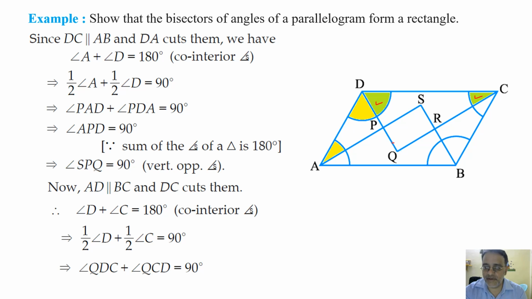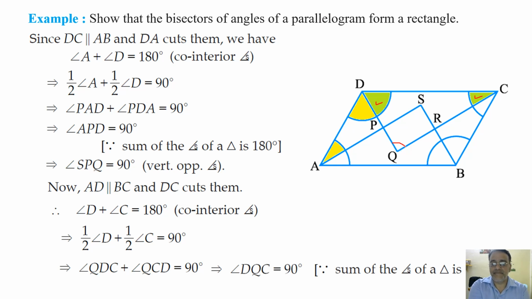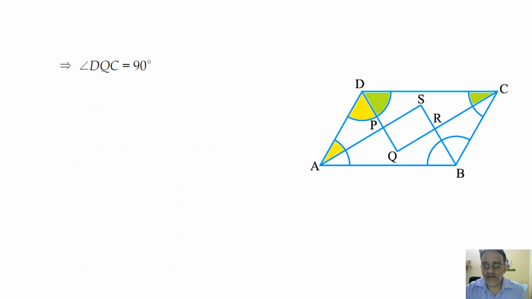So if the sum of these two angles is equals to 90 degree, what can you say about this angle? It is also 90 degree. Right, 90 degree, because sum of angles of a triangle is 180 degree. ये समझ में आ गया? Yes, sir. Okay. Now we have already shown that this angle is 90 degree, this angle is 90 degree, right?